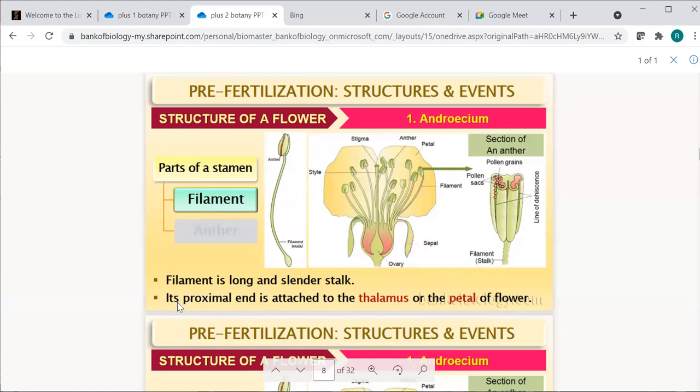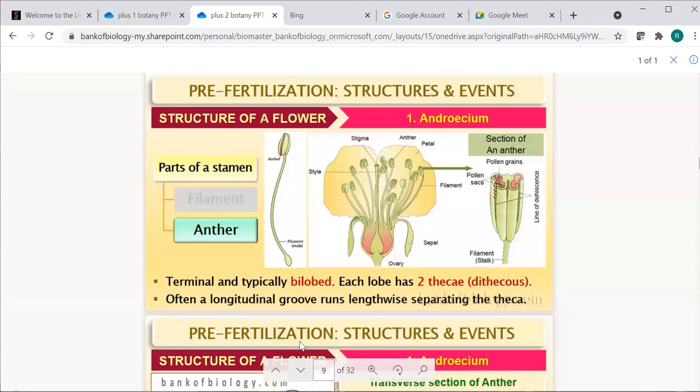Its proximal end is attached to the thalamus or the petal of the flower. What is thalamus? जो एकदम base है, base का एक part है. The filament is attached at the proximal end. Thalamus के नीचे, thalamus के वहाँ attach होता है, that is filament. So next is anther.